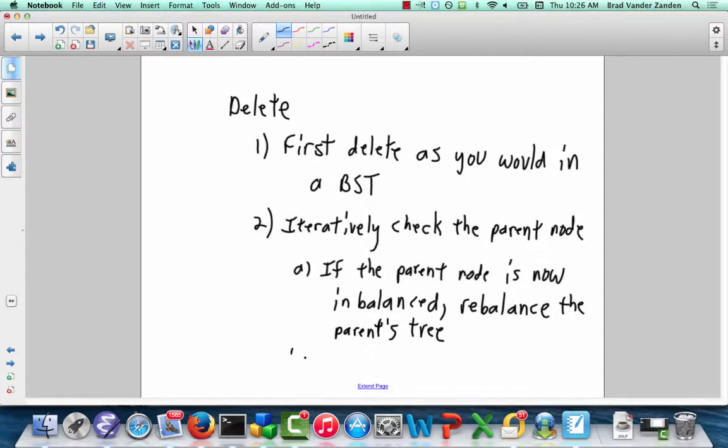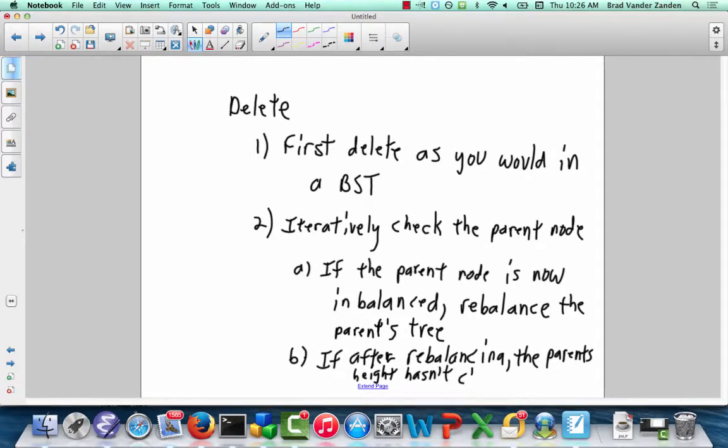Okay? If after rebalancing, the parent's height hasn't changed, you're done. So you can break out of the loop.